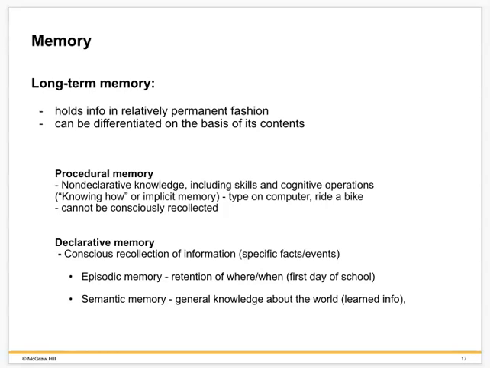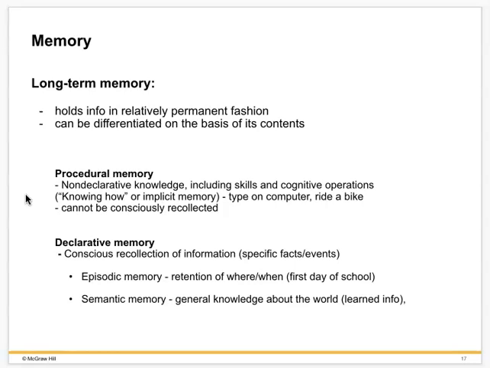And finally, we have long-term memory. Long-term memory, as we mentioned, holds information in a relatively permanent fashion. There's really no limit. It holds a countless number of memories and different information, and it's differentiated based on the contents. Within long-term memory, we tend to differentiate between procedural memory and declarative memory. Procedural memory is non-declarative knowledge, including skills and cognitive operations. So knowing how to do things, the procedure of doing things.